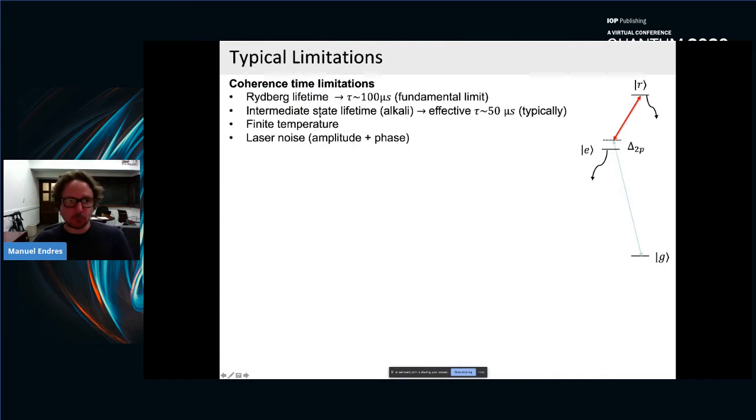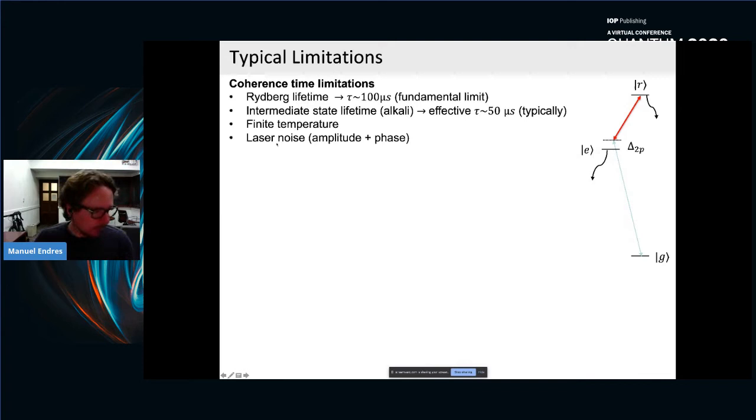So fundamentally, you have a coherence time limitation that comes from the Rydberg state lifetime that you can basically not beat. In alkali atoms, typically this G to R transition goes via two-photon excitation, and then you get admixture from this intermediate state, which is typically very short-lived. It gives you an effective lifetime reduction to about 50 microseconds in a typical regime. Additionally, these atoms are basically not at zero temperature, so they actually move, so that gives you a finite temperature effect, essentially a Doppler shift on this transition. And importantly, also laser noise plays a role here.